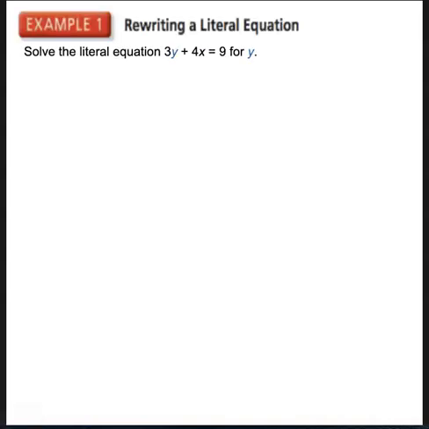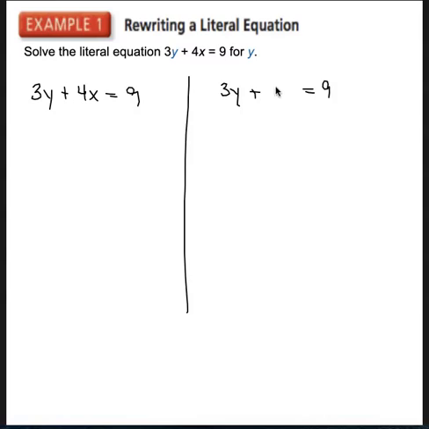Here's our first slide, example 1. Solve the literal equation 3y plus 4x equals 9. I'm going to model a few of these for you, and then I'll let you try some on your own. So here's the first one, 3y plus 4x equals 9. I'm going to split my screen and rewrite this again: 3y plus 8, and I'll do this one in red, equals 9.